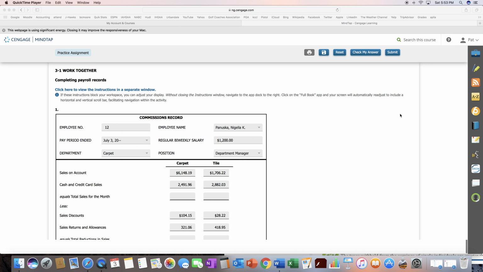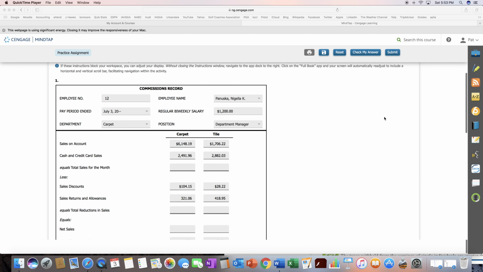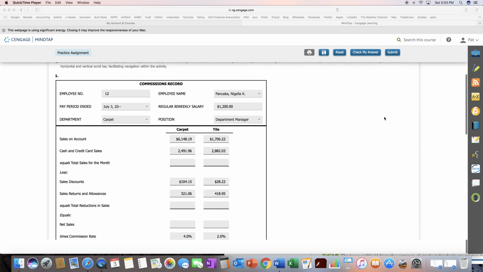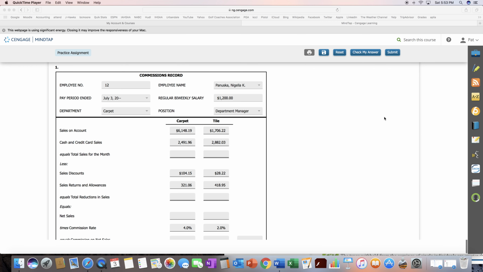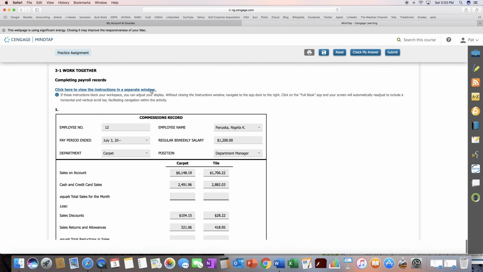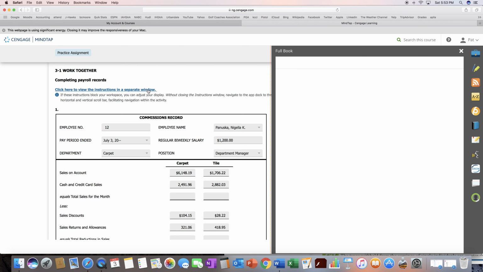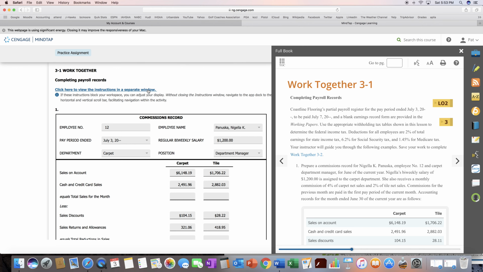All right, so this is 3-1 work together, and we have this commissions report, and I put some information in already. You'll get the instructions here, so let's bring these instructions up. What you'll see is we're working for a company called Coastline Flooring. They have a pay period July 3rd, and the pay period. This is when we're going to be paid. We're filling out that, so we'll fill that out.